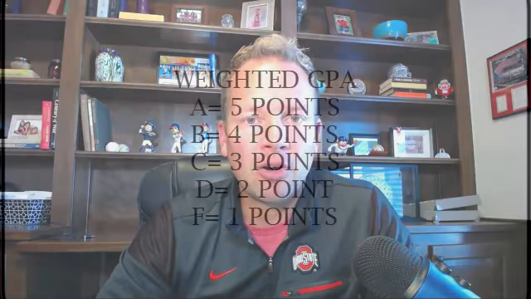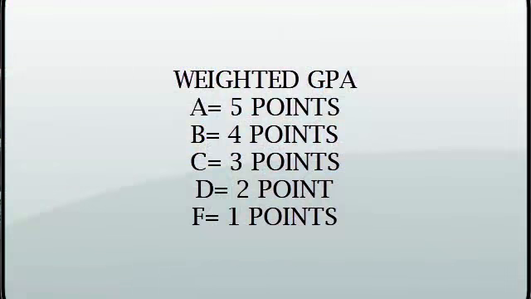With a weighted GPA, the student receives more points for that same letter grade. So for instance, an A on a weighted GPA is worth 5 points. A B on a weighted GPA is worth 4 points, and so on and so forth.